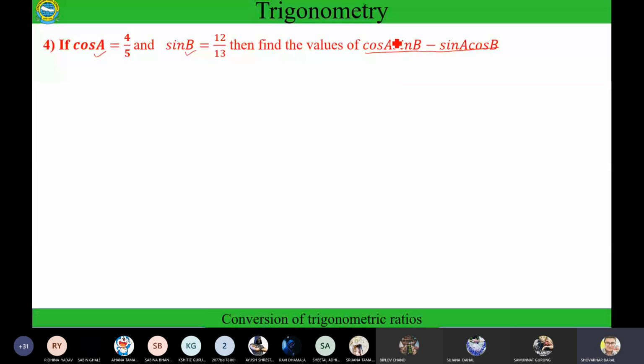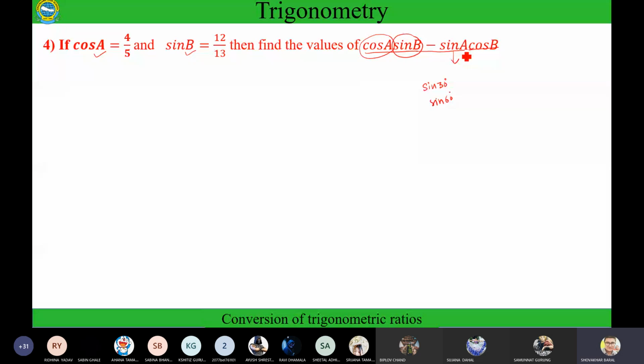We have the value of cos A. It is already given in the question. Also, we have the value of sin B. But we don't know the value of sin A. Sin B and sin A, they are totally different. If the angle is different, like sin 30 degree or sin 60 degree, because the angle is different, the value will be different. So we cannot use the value of sin B in place of sin A.